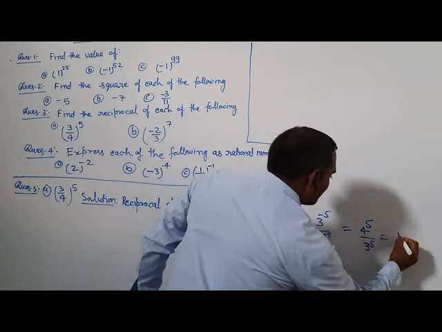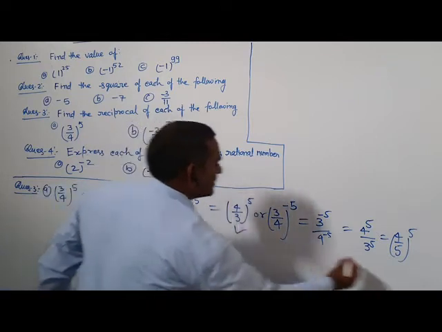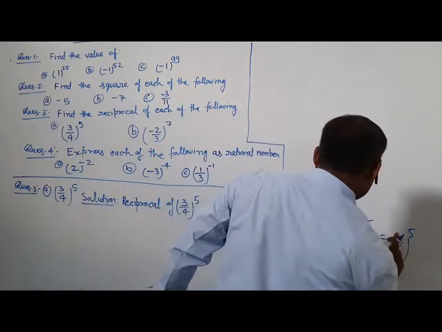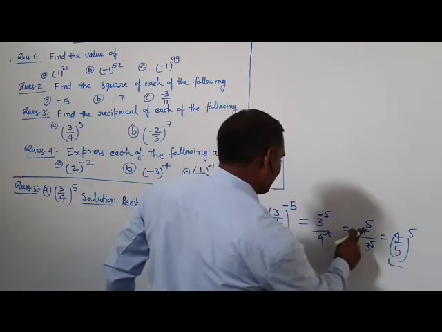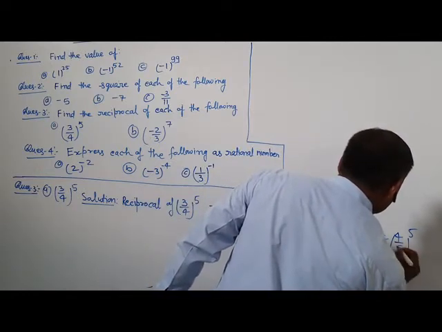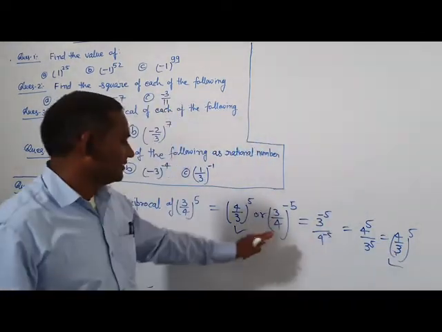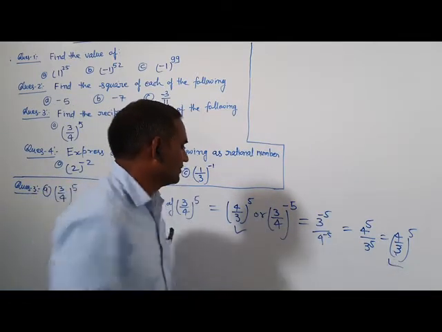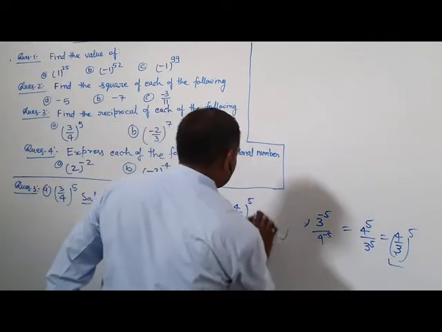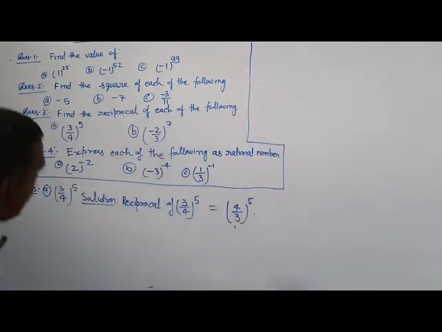In this condition, 4 by 3 raised to power 5. This is the same thing. 4 by 3, sorry, here 3 raised to power 5. Both are equal, 4 by 3 and 4 by 3, both we have changed negative into positive. So here you have to do the reciprocal of the second.